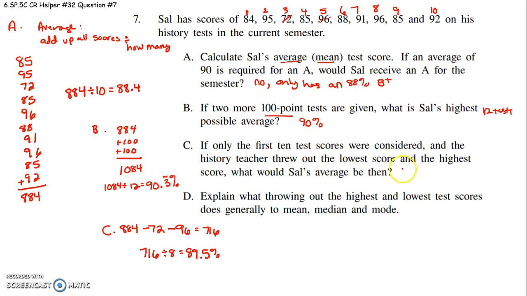What would Sal's average be then? 89.5%. Now here's the dealio. Most teachers would round that up to a 90%. So it's going to be real helpful to him to get rid of that 72.